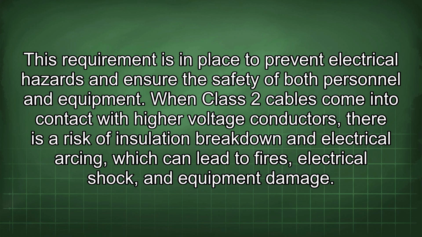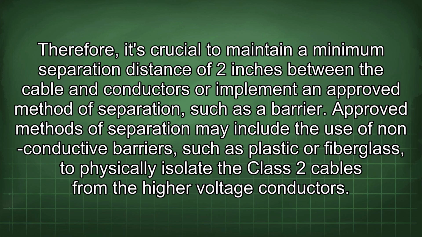When Class 2 cables come into contact with higher voltage conductors, there is a risk of insulation breakdown and electrical arcing, which can lead to fires, electrical shock, and equipment damage. Therefore, it's crucial to maintain a minimum separation distance of 2 inches between the cable and conductors or implement an approved method of separation such as a barrier. Approved methods of separation may include the use of non-conductive barriers such as plastic or fiberglass to physically isolate the Class 2 cables from the higher voltage conductors.